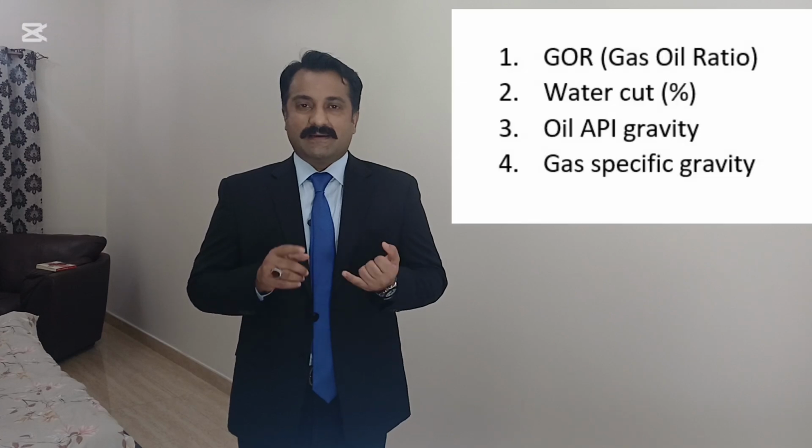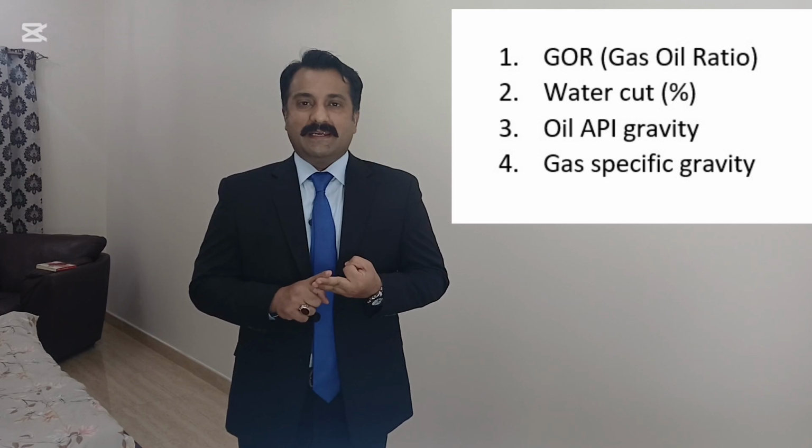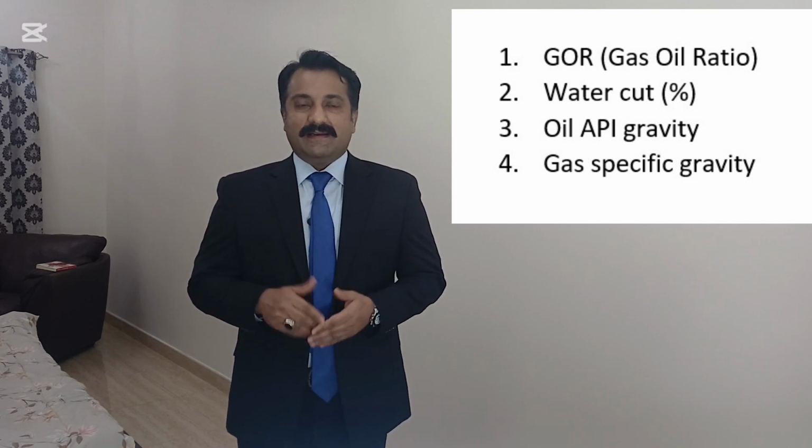Today we will discuss four most important terms that are used in the oil and gas industry. A process engineer checks these four parameters in the wellhead test report before designing a production facility. Those are GOR, water cut percent, oil API gravity, and gas specific gravity. Let us describe one by one.